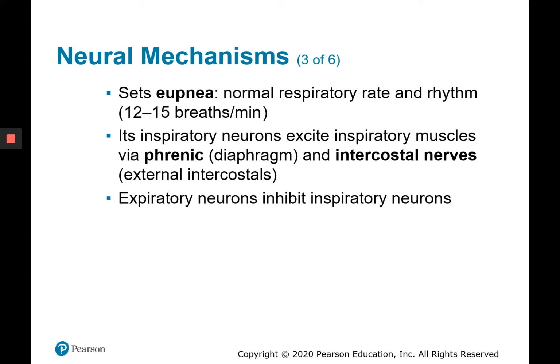The VRG uses inspiratory neurons to excite the inspiratory muscles via the phrenic and intercostal nerves. This excites the diaphragm and the external intercostals, respectively. And we believe that the expiratory neurons inhibit the inspiratory neurons in a reciprocal inhibition network.